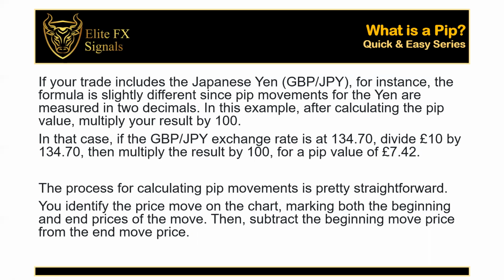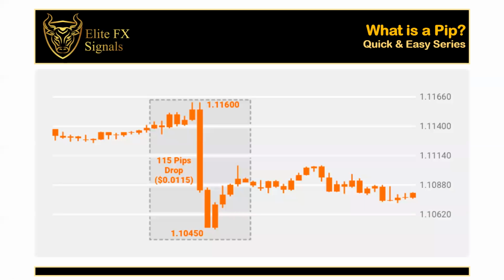The process for calculating pip movements is pretty straightforward. You identify the price move on the chart, you mark both the beginning and the end price of that move, then you subtract those two prices and you end up with a difference. In this example that we are looking at right now, we see a significant drop in price, where at the top of the move, price was at 1.1160 and then it dropped down to 1.1045.